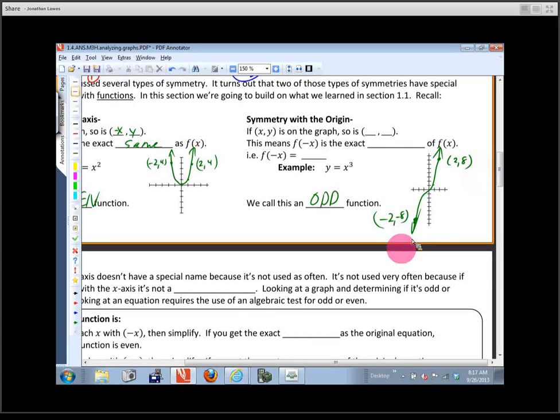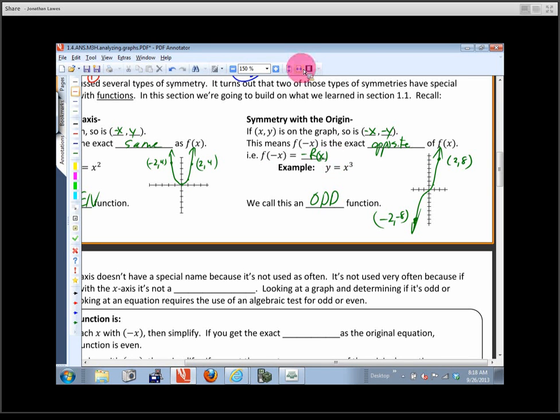We made the point that if it's symmetric with the origin, if (x, y) is on the graph, what else is on the graph? (-x, -y). They both change signs, right? So what this means is f of negative x, if you plug in a negative x, you get the exact opposite of what you get when you plug in a positive x, or vice versa. And remember, the word opposite means negative. So if I plug in a negative x, I get the negative of what I get when I plug in a positive x.